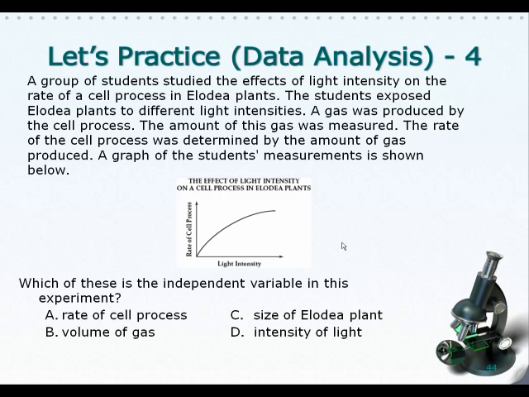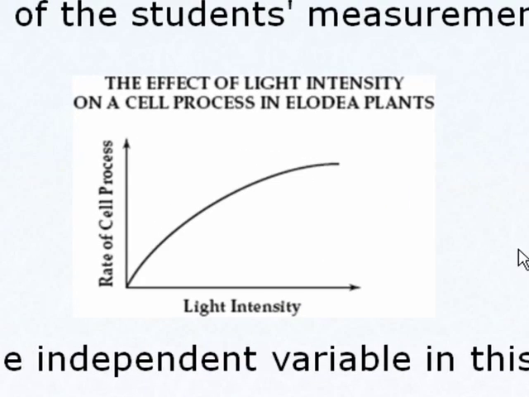Here's another data analysis practice. A group of students studied the effects of light intensity on the rate of a cell process in LDL plants. The students exposed LDL plants to different light intensities. A gas was produced by the cell process. The amount of this gas was measured. The rate of the cell process was determined by the amount of gas produced. A graph of the students' measurements is shown below. Let's take a moment to look at the graph.